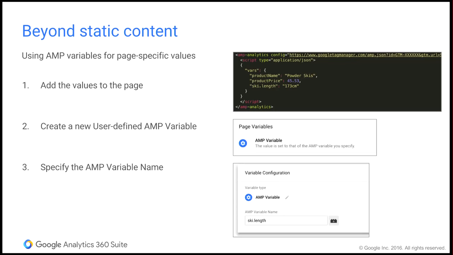So here you define what you want in your variables, and then from within GTM, you just create a new variable, and you choose AMP variable, and then you configure the name that you called it. So you can see here that I use ski.length, and this then means that I could pass ski.length and its value to any of the measurement providers that I'm using.